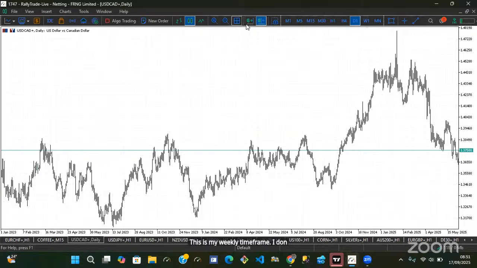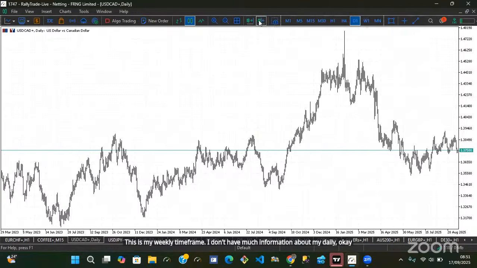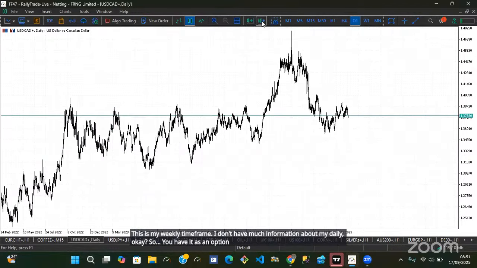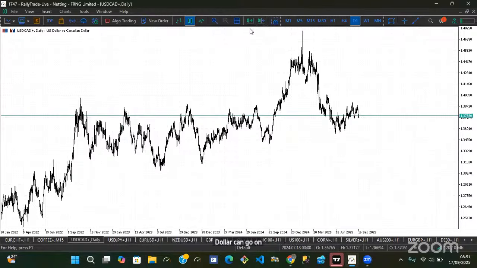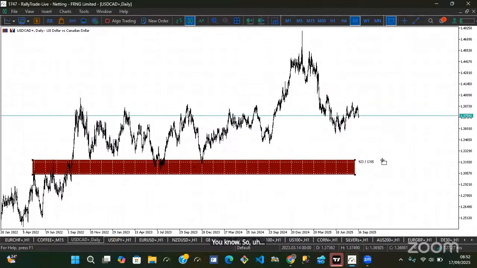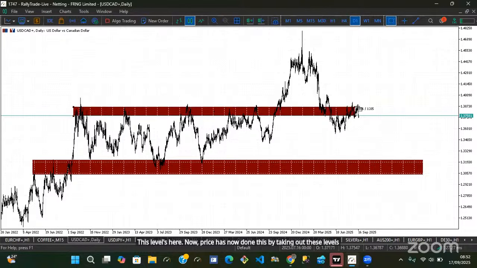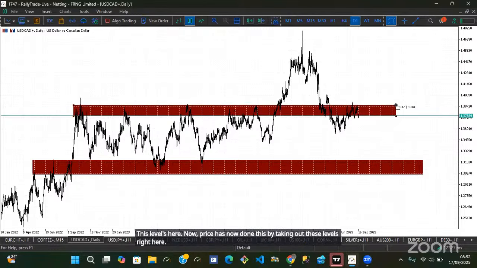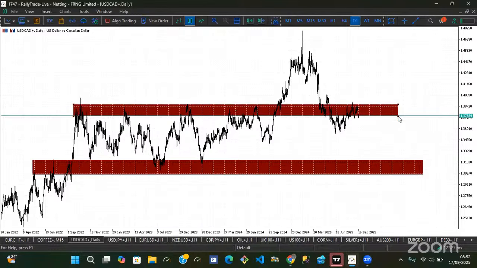I don't have much information, but on my daily, okay, you have it as an uptrend. It's just that sometimes the dollar can go on break, while the Canadian dollar will just come crashing, you know. So this level here, price has now done this by taking out this level right here. So price came into this point.